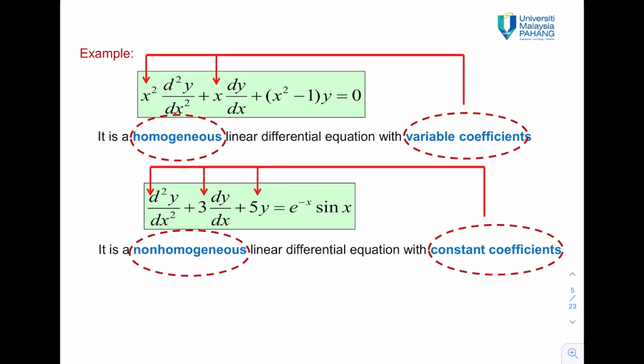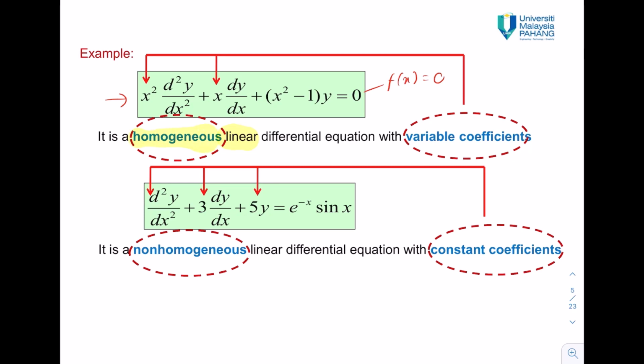Okay, let's say I want you to focus on this one: x squared d squared y over dx squared plus x dy dx plus in bracket x squared minus 1 times y equals 0. This is obviously linear, right? And remember that if f of x equals 0, you can see over here f of x equals 0. So it is called homogeneous.